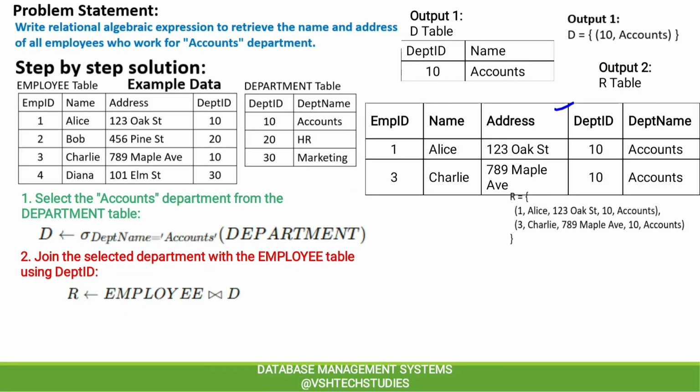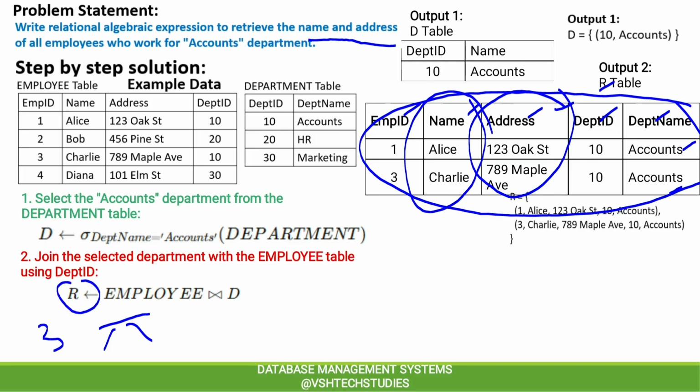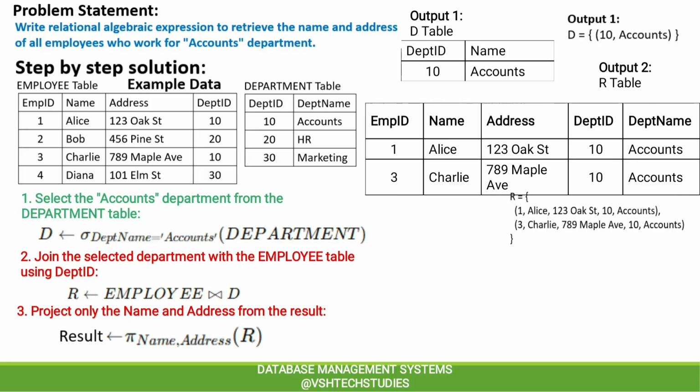This join output relation R has all the details of employees belonging to the accounts department. All the details means we have employee ID, name, address, department ID and department name. But in the question they have asked for only name and address. So out of this relation we have to project only these 2 columns. So in the third step we go for the project operation on R, that is this table.